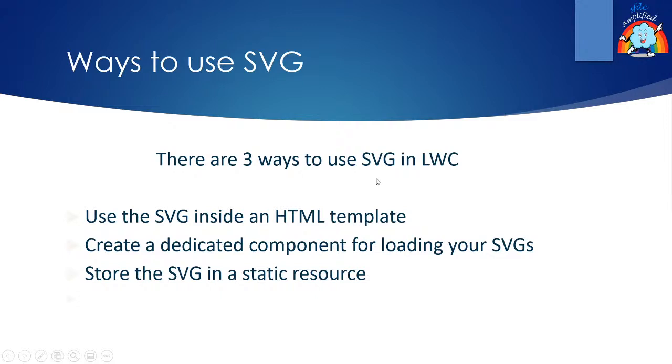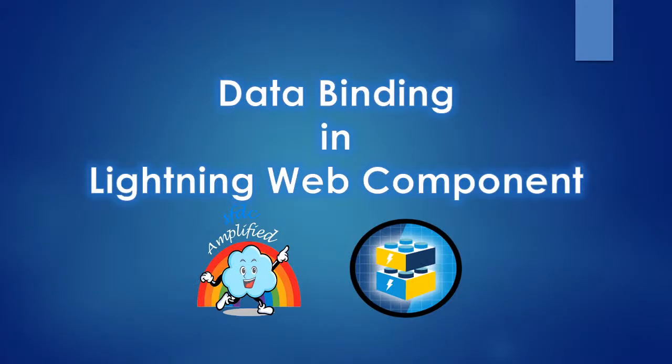And the third one is to create a completely different component for the SVG, and then you can use the decorator with the operators at API, and you can call those in any other components. So that is recommended. So next, data binding in Lightning Web Component.